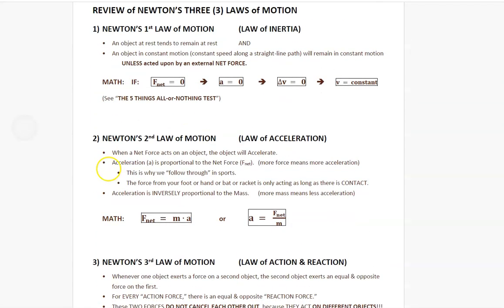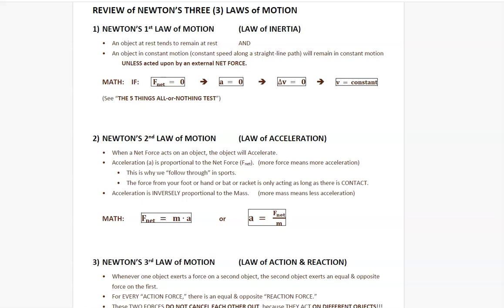All right, let's start by reviewing Newton's three laws of motion. Newton's first law of motion, the law of inertia. So inertia is the resistance to changes in motion, and it's really another way to think of mass. The more mass an object has, the more force is necessary to change that object's motion. The more force is necessary to accelerate that object. And acceleration really just means a change in velocity or a change in movement.